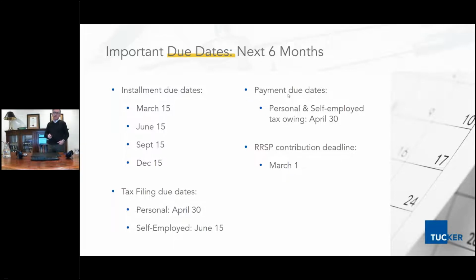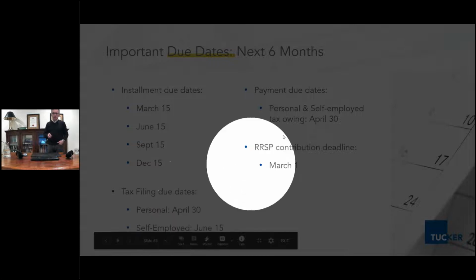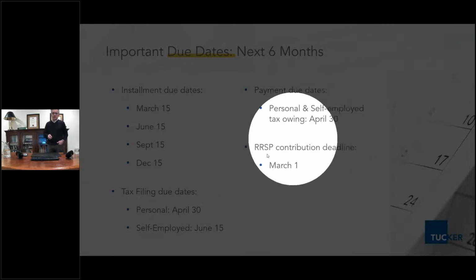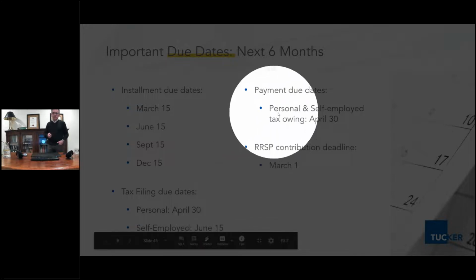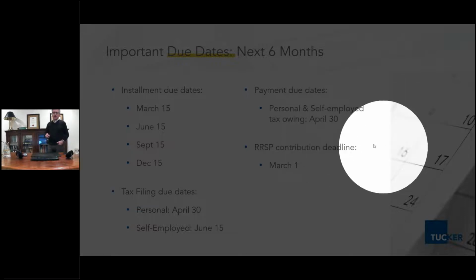Wait, Jonathan, what are you talking about? You just said down here, June 15th for self-employed. You must have made a mistake on that slide. No, if you're self-employed, you have until June 15th to file a tax return, but you must pay any tax that's due by April 30th. Well, how can that be?